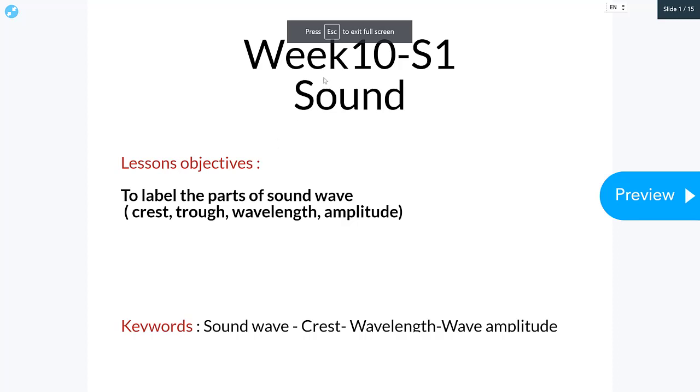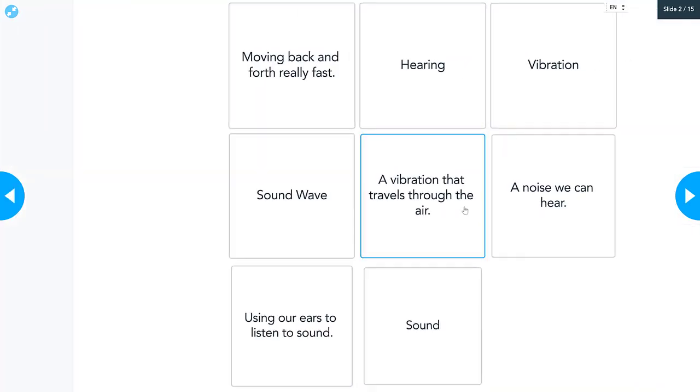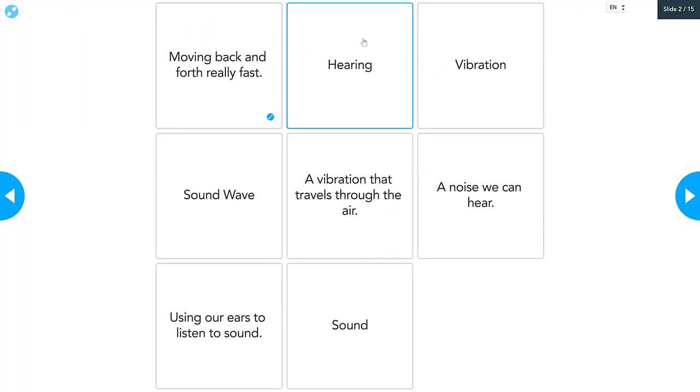Hello, today we are going to learn about sound. Our lesson objective is to label the parts of a sound wave. Our keywords: sound wave, crest, wavelength, and wave amplitude. Let's begin with a warm-up activity about sound.